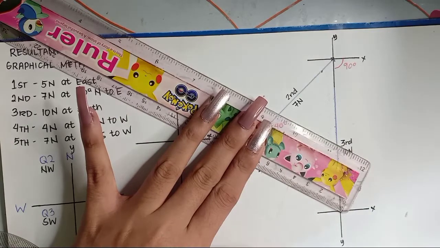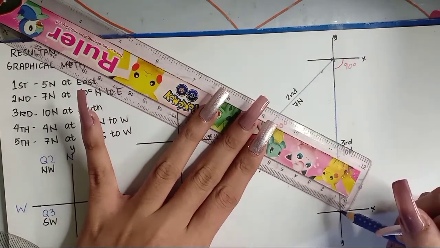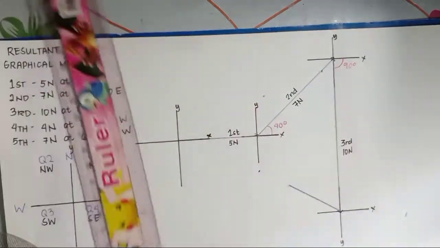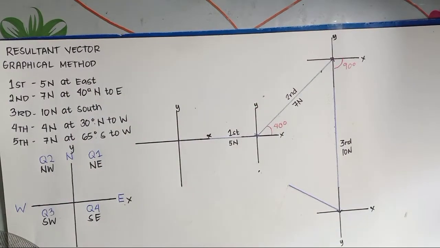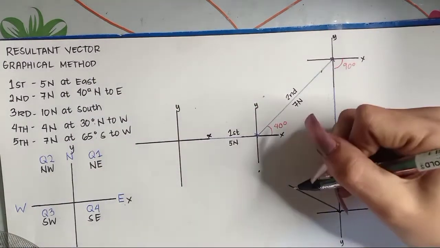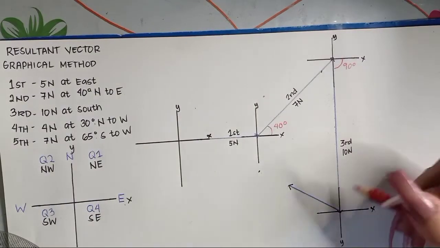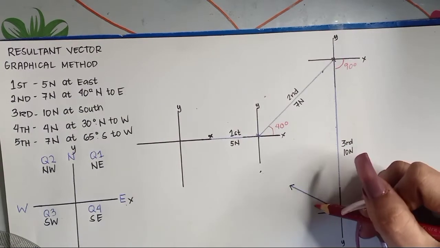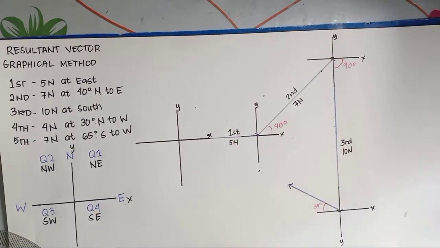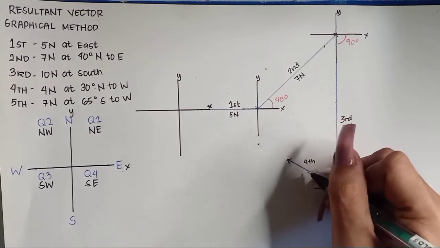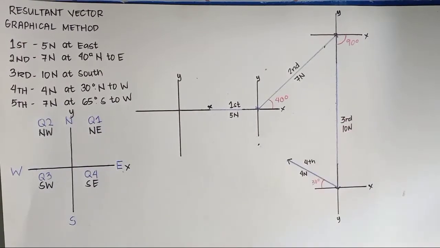Ibig sabihin, gawa ulit tayo ng ibang kulay. Yan. And ang tinutukoy na 30 degrees ay ito. Ito yung reference angle, 30 degrees. So, this is our fourth vector, and its magnitude is 4 Newton.